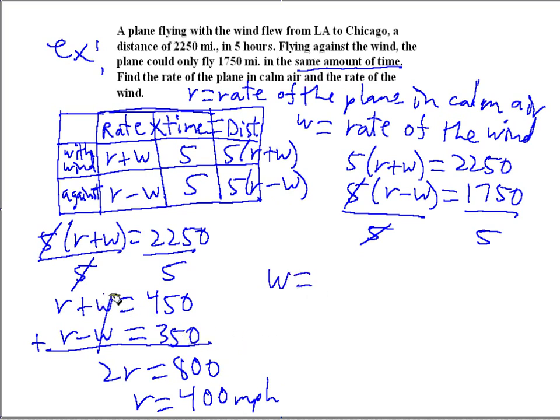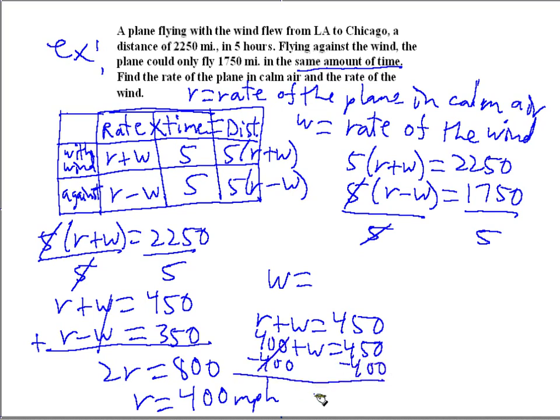Well, how do I find that? Just plug it back in. Plug into one of these simplified equations. I mentioned you could plug it into the modified equations in the previous section. So let's plug 400 in for R here. So I get R plus W is equal to 450 from this equation right here. All right? And R is 400. So 400 plus W is equal to 450. Subtracting 400 on both sides here.